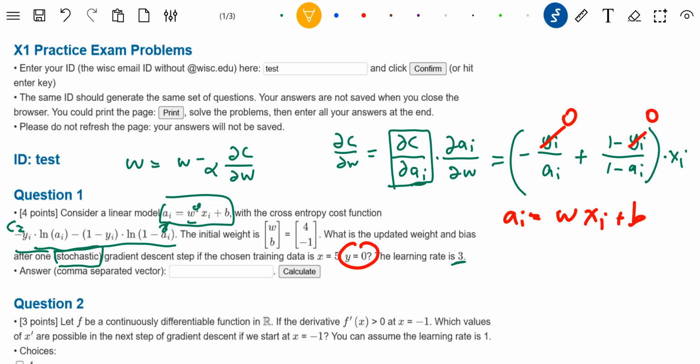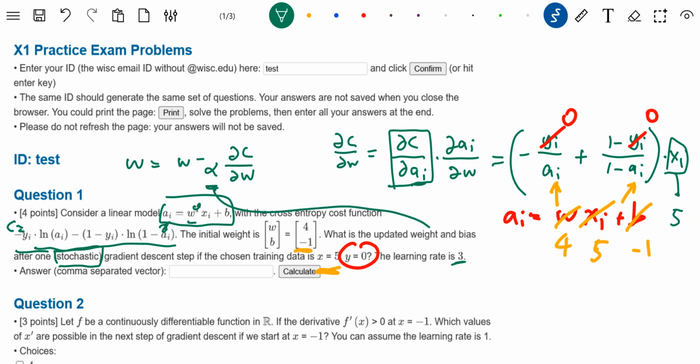And I think we know what all of these things are. W is 4, Xi is 5, B is minus 1 here. So we know AI, substitute these in here, and at the end we also know Xi is 5. So this Xi is also 5. So we know everything. We can substitute all of these, and also we know alpha is 3, and now we computed this thing, we can compute the W. And of course we know the original W is 4, 4 minus 3 times whatever this derivative is.